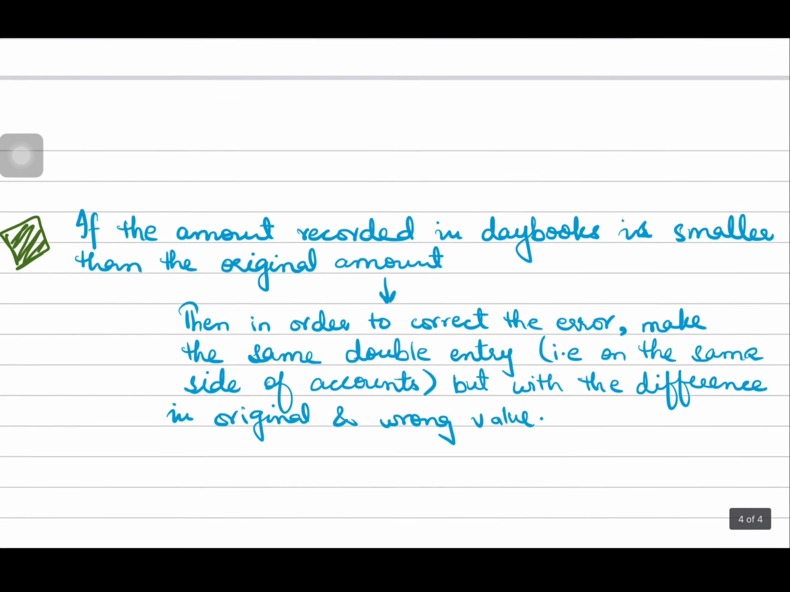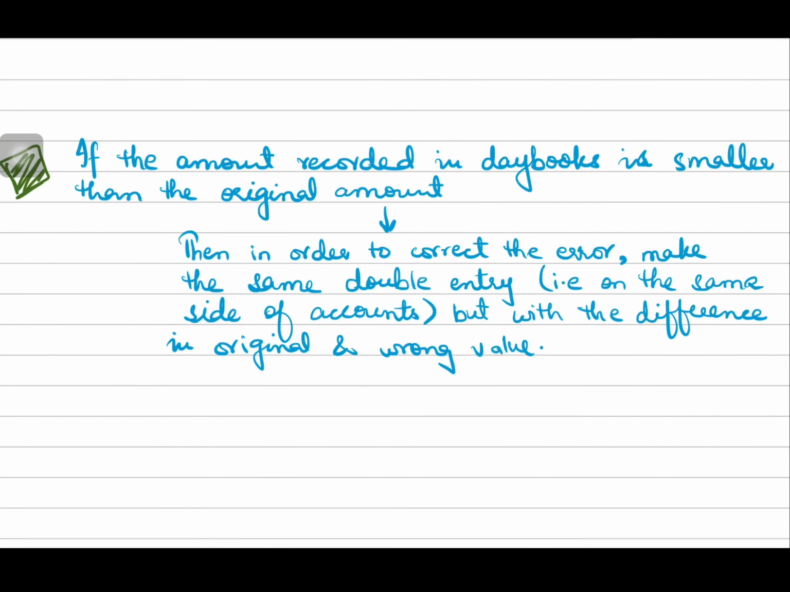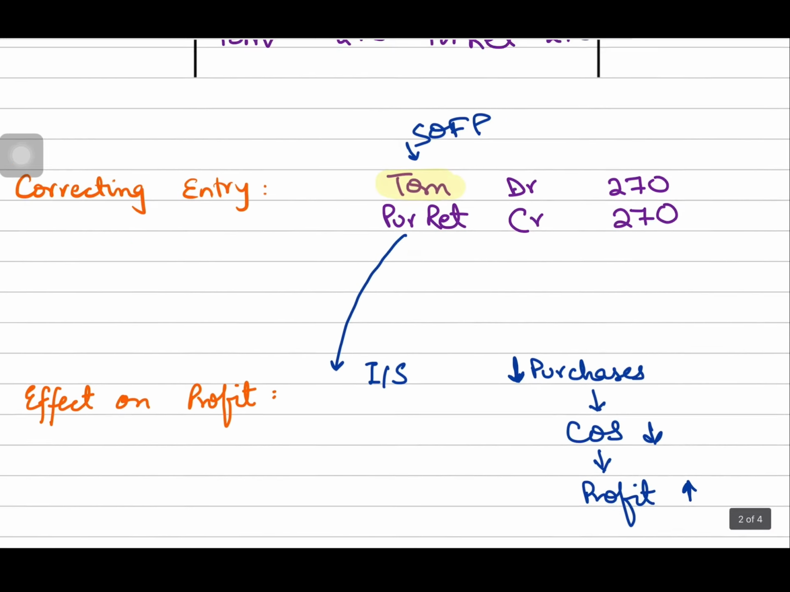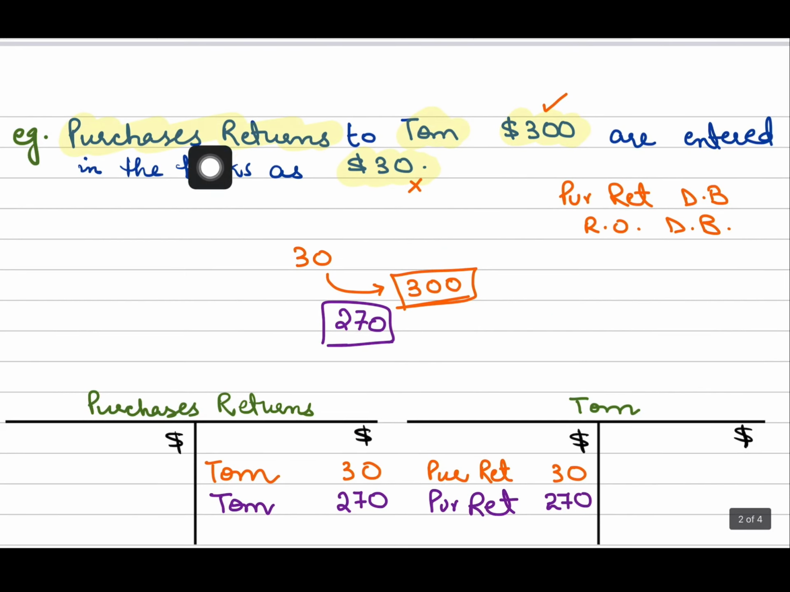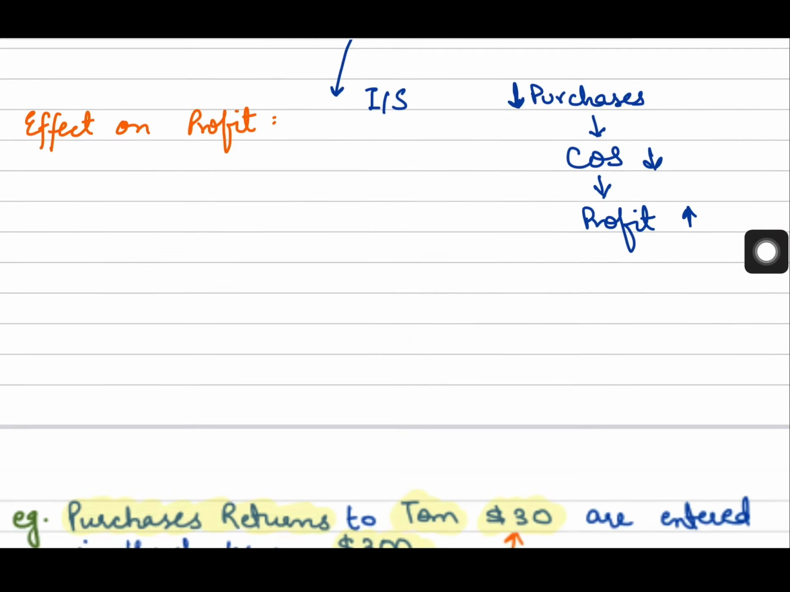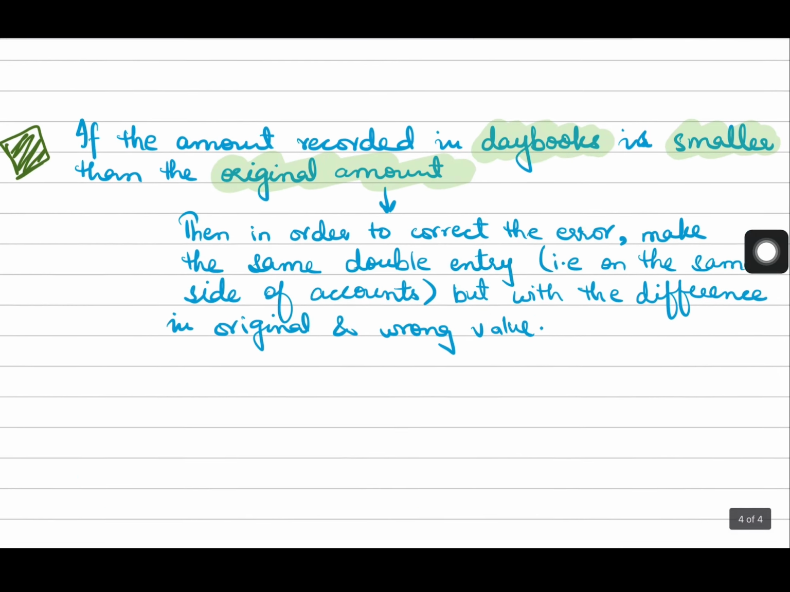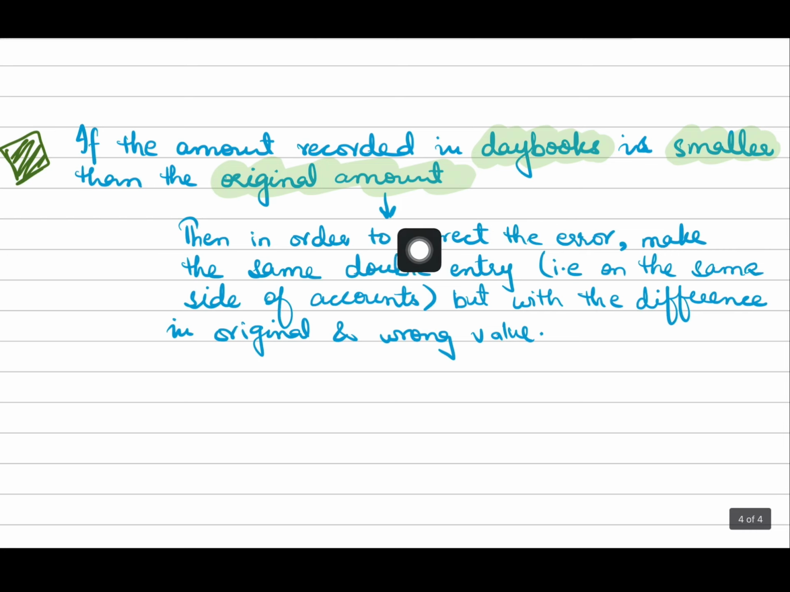Okay, so what is the rule? The rule is that if the amount recorded in the day books, that is when the error of original entry is made, is smaller than the original amount, the first scenario, when the original value of the transaction was 300 but we recorded it as $30, whenever this happens, then in order to correct the error, you just have to make the same double entry, that is on the same side of the account, but with the difference in original and wrong value. That is what we just did.